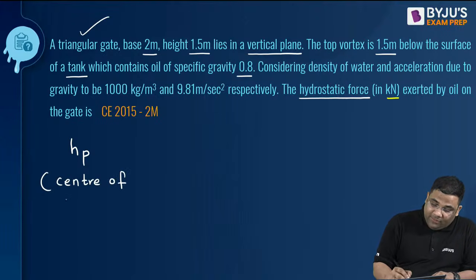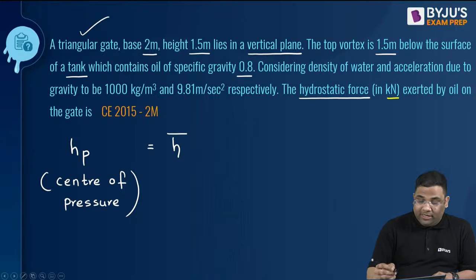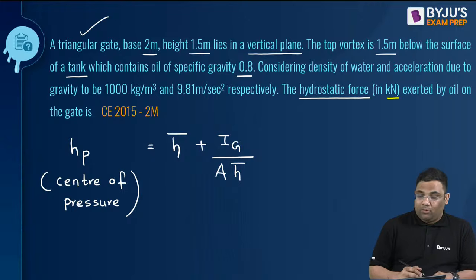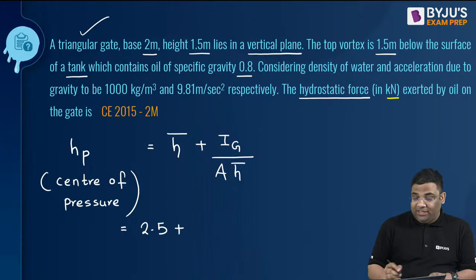Center of pressure, I can say where I get the total pressure force. This is how we find out. This is h bar. You have got your h bar, the centroid location, plus the moment of inertia divided by area into h bar. So how to find this? H bar is how much? We got 2.5 plus Ig.